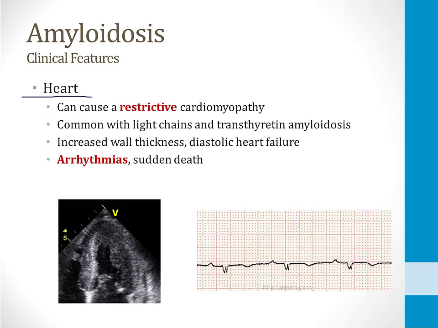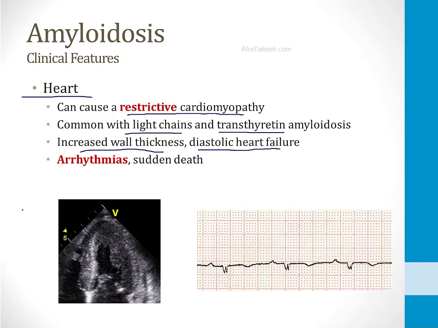The heart can be involved in amyloidosis. Cardiac amyloidosis is a special interest of many people in my field. It classically leads to a restrictive or infiltrative cardiomyopathy, although it can cause many other forms of cardiomyopathy as well. Cardiac amyloidosis is especially common in primary or AL amyloidosis, which involves light chains. It's also common in the forms of amyloidosis that involve transthyretin, so the age-related or the familial forms. It presents with increased wall thickness seen on imaging of the heart and symptoms of diastolic heart failure.